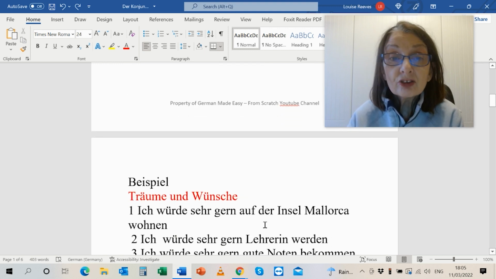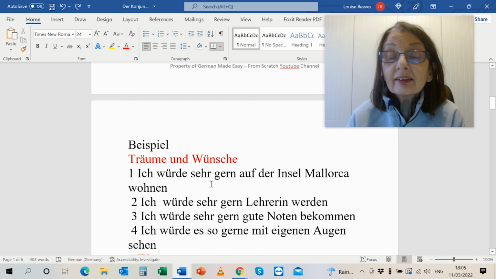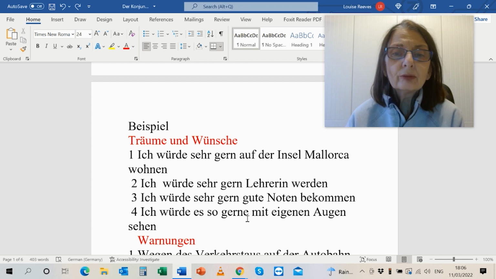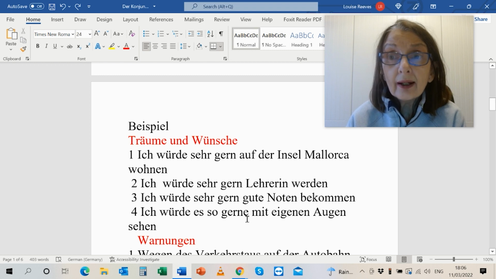Hier sind ein paar Beispiele. Ich würde sehr gern auf der Insel Mallorca wohnen. I would really like to live on the island of Mallorca. Wouldn't anyone like the beautiful sunshine? Die Sonne scheint auf der Insel Mallorca. Ich würde sehr gern Lehrerin werden. If you wanted to say, I would like to become a teacher. Ich würde sehr gern gute Noten bekommen. I would like to get good results. Ich würde so gerne mit eigenen Augen sehen. I would like so much to see with my own eyes.